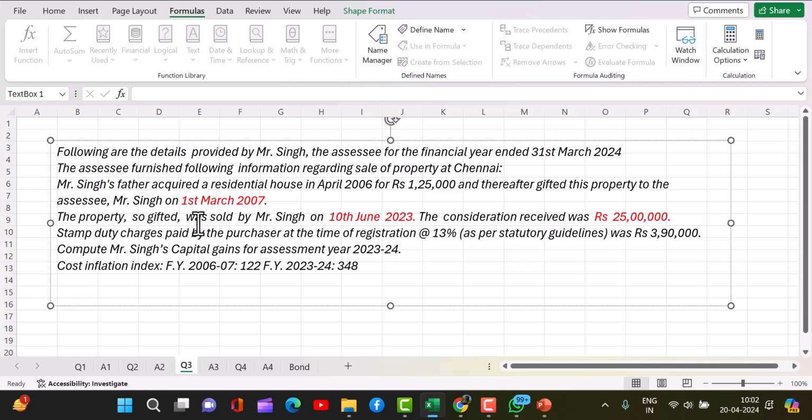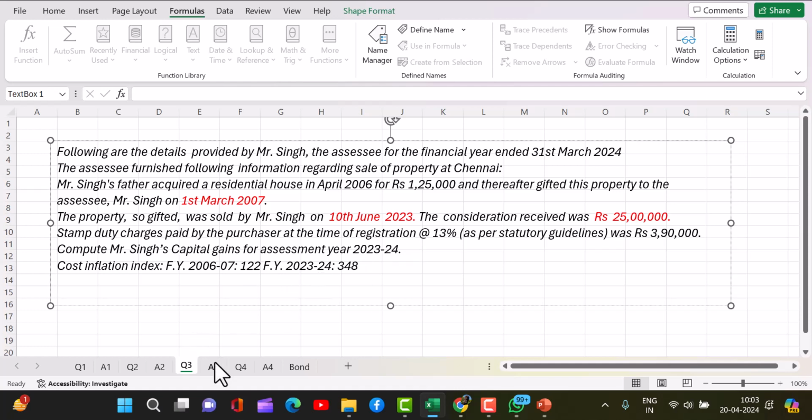The property so gifted was sold by Mr. Singh on 10th June 2023. The consideration received was 25 lakhs. Stamp duty charges paid by the purchaser at the time of registration, at the rate of 13% as per the statutory guidelines, was 3,90,000. So this was the stamp duty paid by the purchaser, the person who bought the property from Mr. Singh. The person who buys has to pay the stamp duty. Okay, fine. So compute Mr. Singh's capital gain for the assessment year 2023-24.